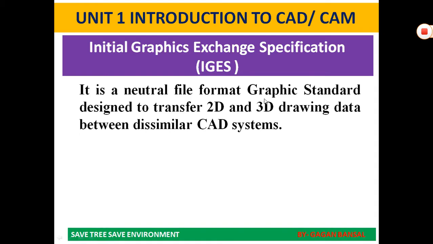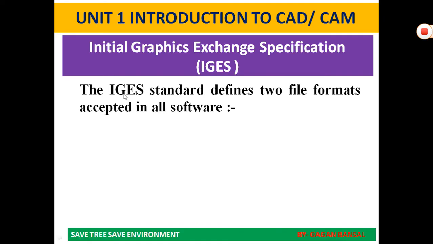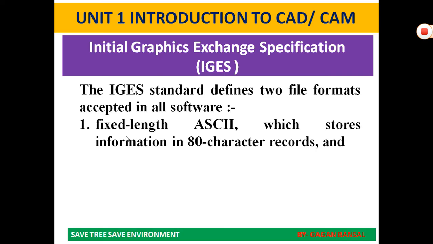Again, it is a neutral file format graphic standard designed to transfer 2-dimension and 3D drawing data between dissimilar CAD systems. It is the best way to send a universal file when you don't know the recipient's computer aided design system, that is, which software they are using. The IGES standard defines two file formats accepted in all software. The first is the fixed length ASCII, which stores information in 80 character records, and the second is the compressed ASCII.